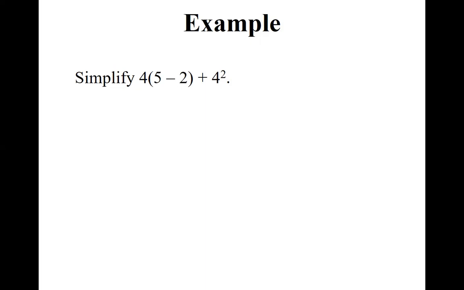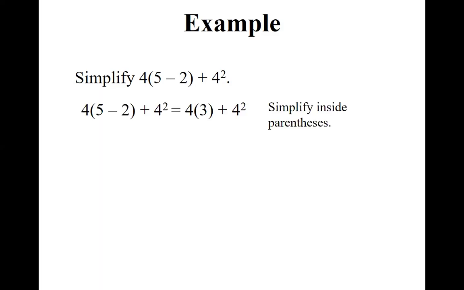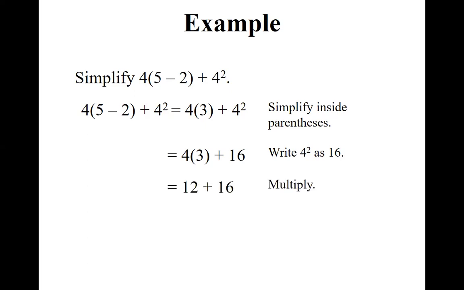Simplify 4 times, in parentheses, 5 minus 2, plus 4 squared. We're going to work inside the parentheses first. 5 minus 2 is 3. So 4 times 3 plus 4 squared. Then we'll take care of the exponent. 4 squared is 16. We have multiplication. We have addition. Multiplication has to come first. 4 times 3 is 12. And then finally, 12 plus 16 is 28.